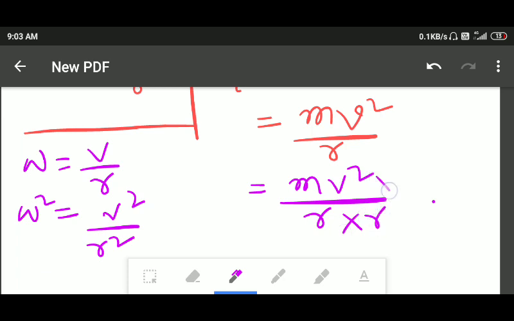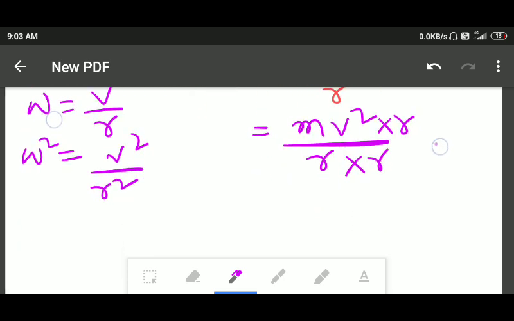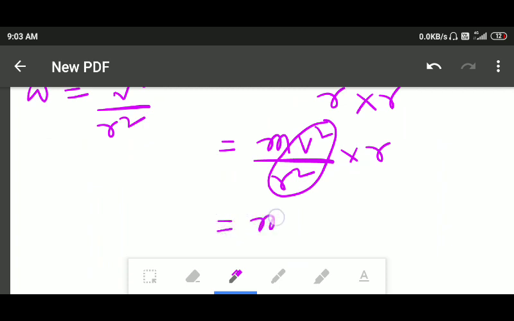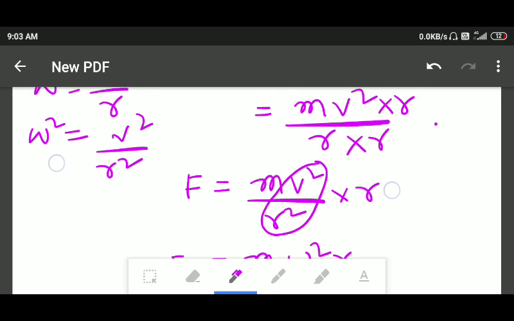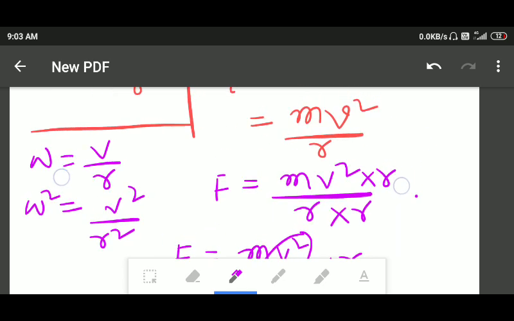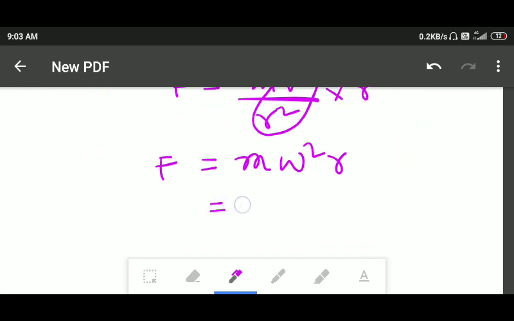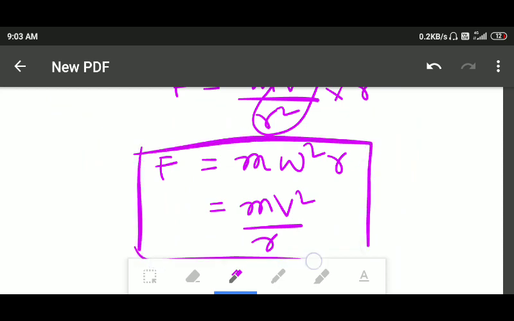We are just multiplying r in the numerator as well as in the denominator. So the expression will look like m v square by r square multiplied by r. Here v square by r square can be written as omega square, so it will be written as m omega square r, right? So this is another formula of the centripetal force. The formula for centripetal force we have found is m omega square r. So two formulas are there, m v square by r or m omega square r. Okay, so just note down the formulas.